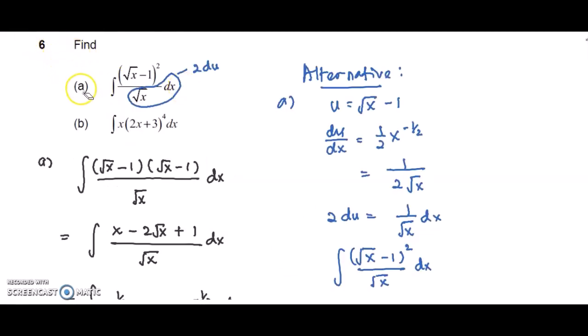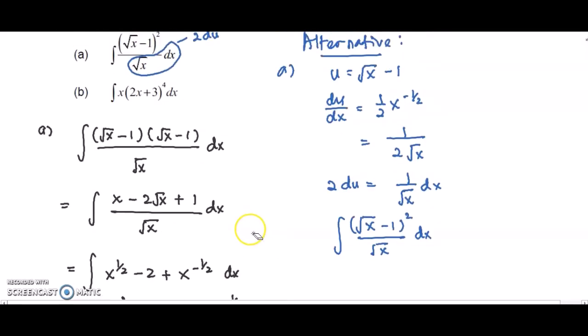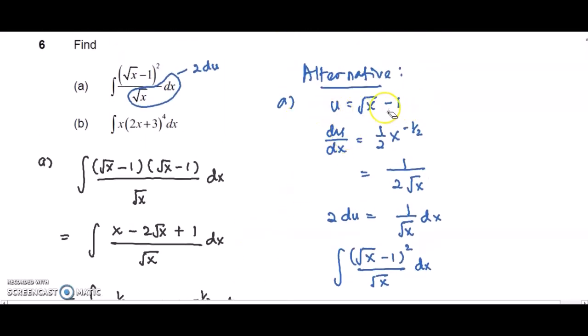Alright, for question 6a, we have an alternative method, which I have just expanded and integrated. Here is an alternative method using the substitution method. Let u equal square root of x minus 1. You find your du/dx, and you get 1 over 2 square root of x.